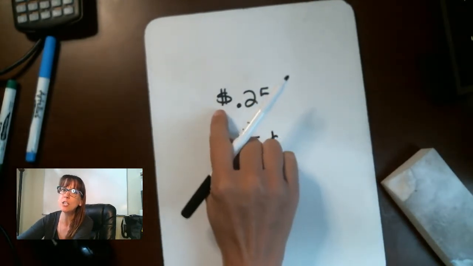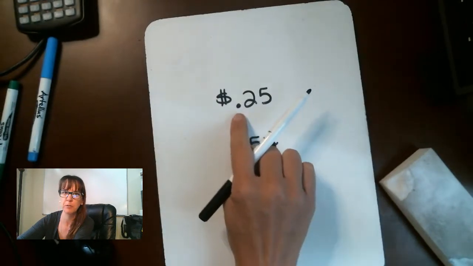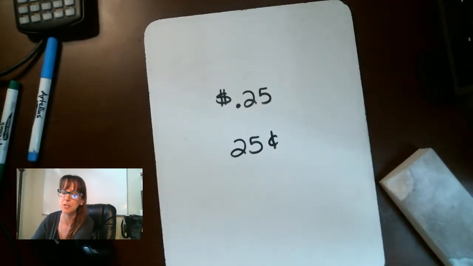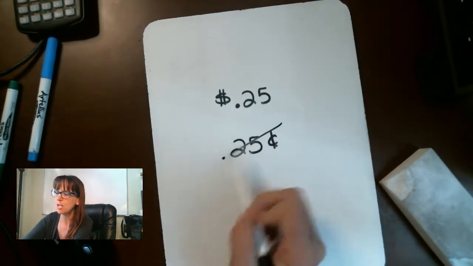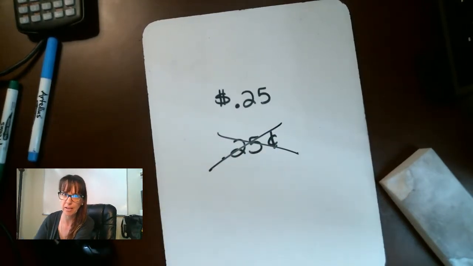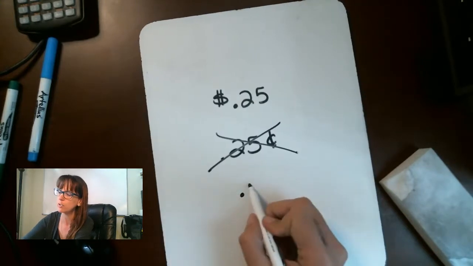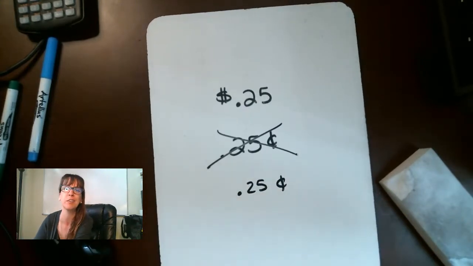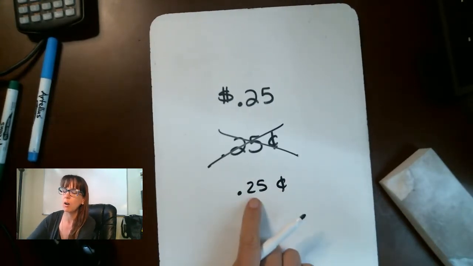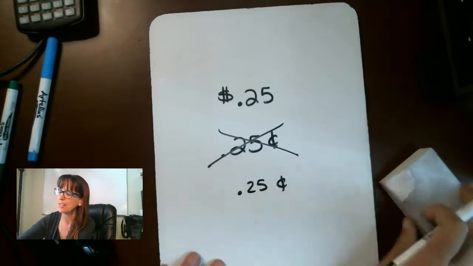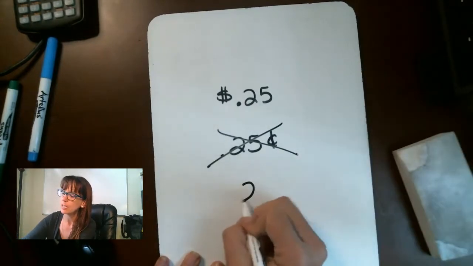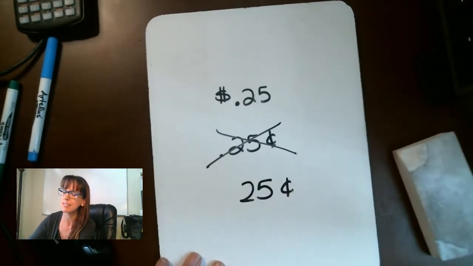If you're using that dollar sign, use your decimal for your cents, right? If you're using that cent sign, don't use a decimal. That's no good. That's because when you say 0.25 cents, you're telling me you're giving me a quarter of 1 penny. You're telling me you're giving me a fraction of a cent. So do not do that. How you want those to be written is 25 cents, okay?